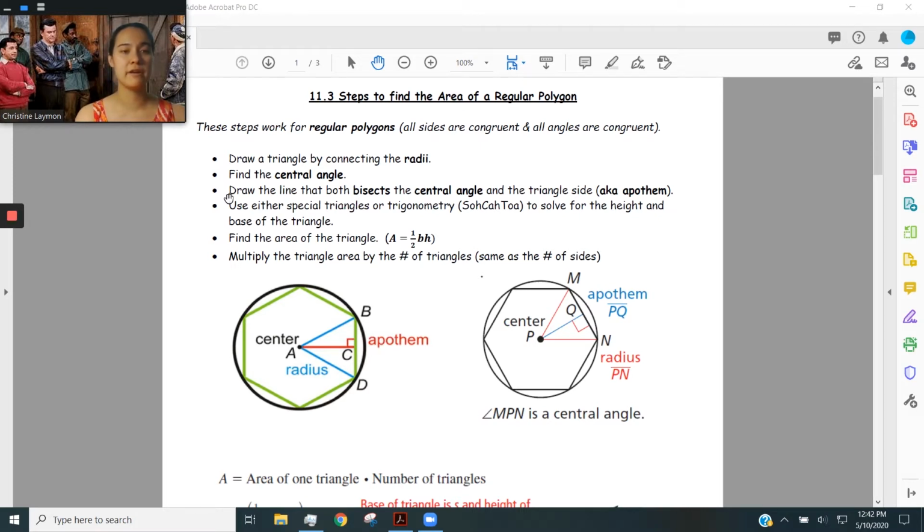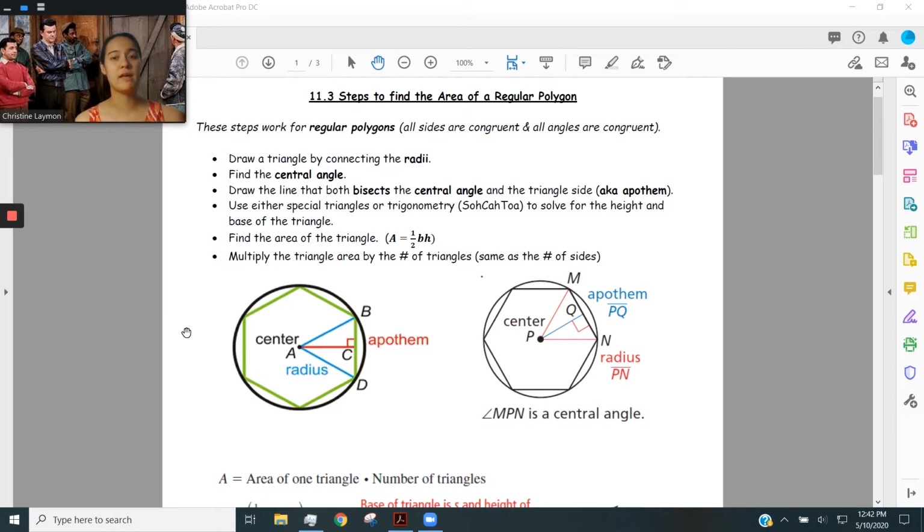So what I have here are a series of steps we're going to follow. The first step is to draw a triangle by connecting the radii. Radii is like radius, and I'm using that language because if you take a look at these two pictures down below, the center of a polygon is the same as the center of its circle. So any line connecting that center to the vertex is the same thing as connecting the center to that point on the circle. When you draw these radii, you're going to get a bunch of triangles.